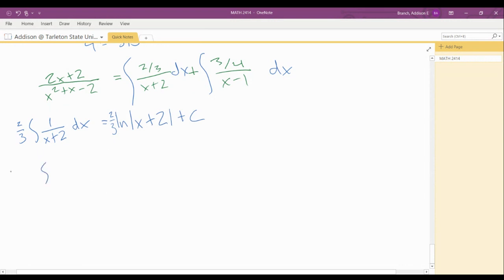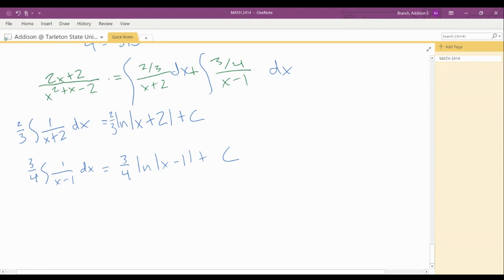Similarly, if we look at our other half, we have 3/4 out in front, 1 over x minus 1. Once again, we can do a mental u sub. U is x minus 1, du is dx. We get du over u, which gets us the natural log of x minus 1 plus c.